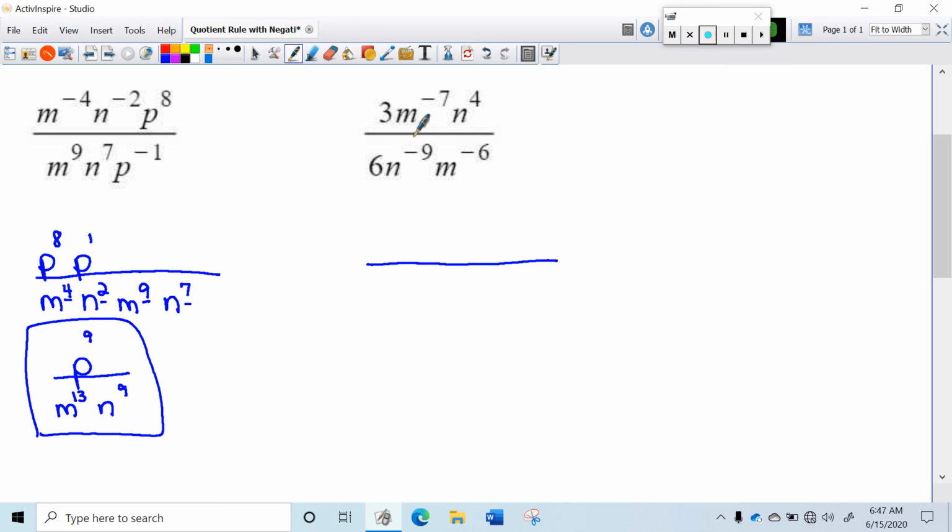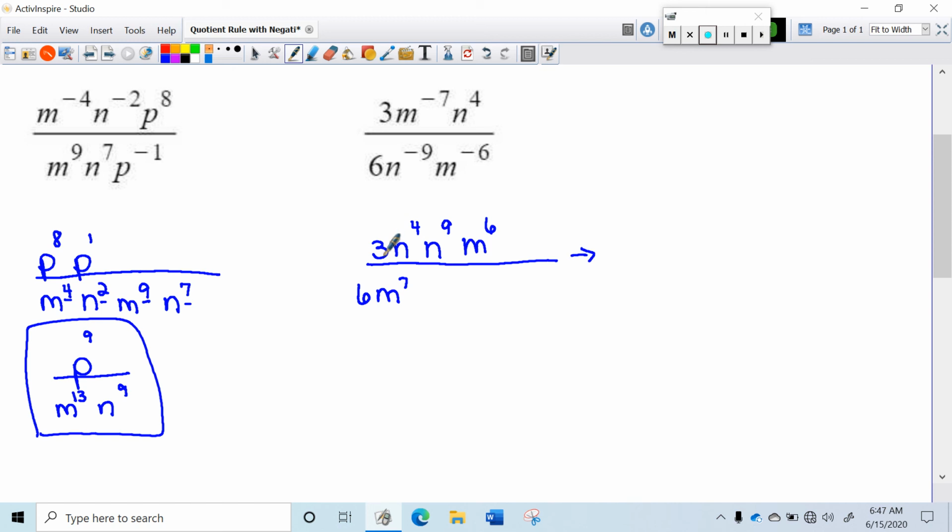Fraction bar. The 3 does not have an exponent, so you leave it where it's at. M to the negative 7, negative exponent moves, so it's going to move to the bottom. N to the 4th stays where it's at because it's a positive exponent. The 6 stays where it's at. N to the negative 9, that's a negative exponent, so you move it to the top. M to the negative 6 is a negative exponent. Since it's on the bottom, you're going to move it to the top.